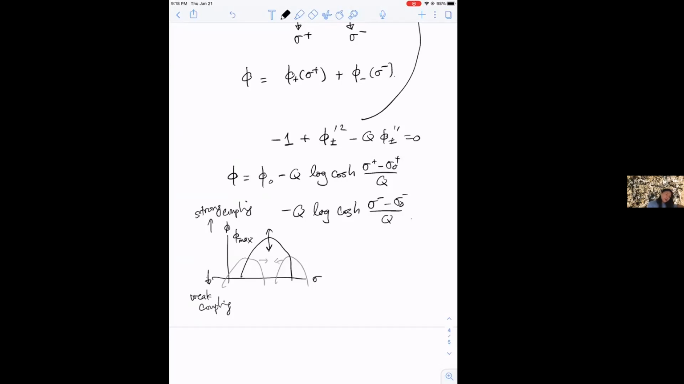So the string can kind of turn around at some point where the coupling becomes strong, but it cannot turn around at some weak coupling point. So if you try to make it periodic in sigma, it's problematic. The solution is singular here. It doesn't solve the equation of motion. That seems to suggest the string cannot close.